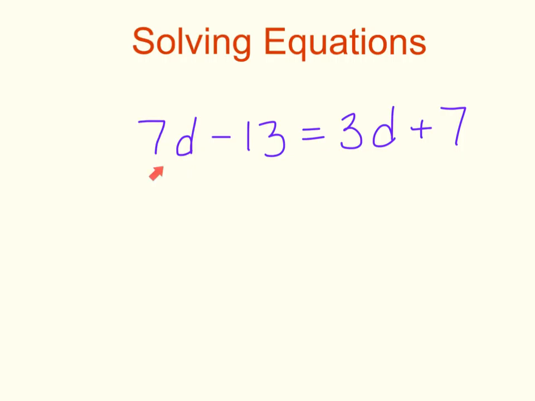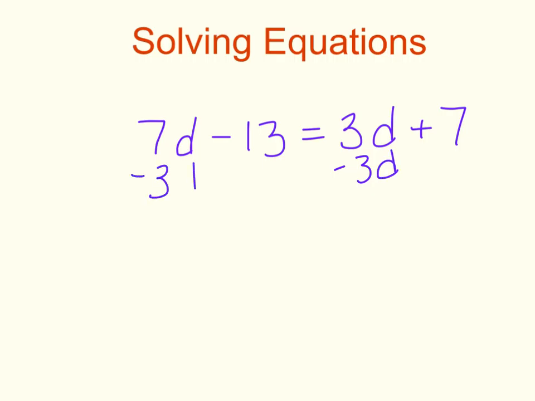Now in this equation, we see 7d minus 13 is equal to 3d plus 7. Now I notice there's a variable on both sides, and whenever that's the case, I want to move the variables to one side. I could either take away 3d from both sides, or take away 7d from both sides. I'm going to take away 3d, because that seems to me to be easier.